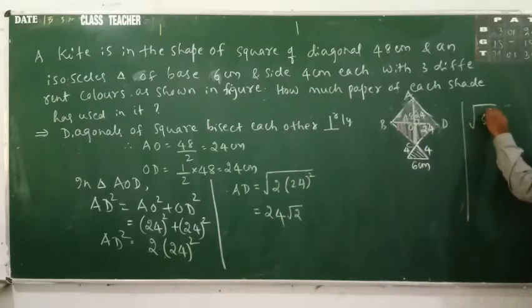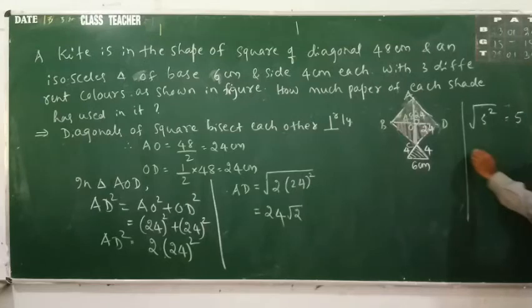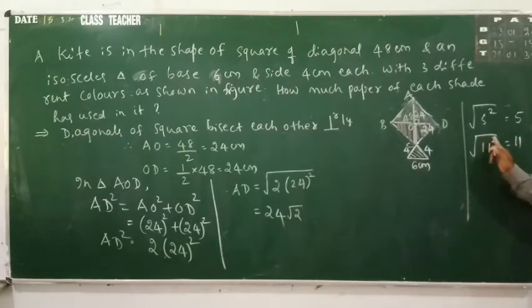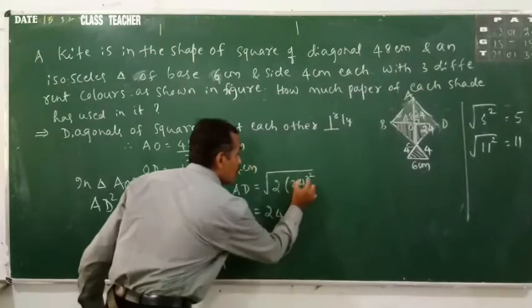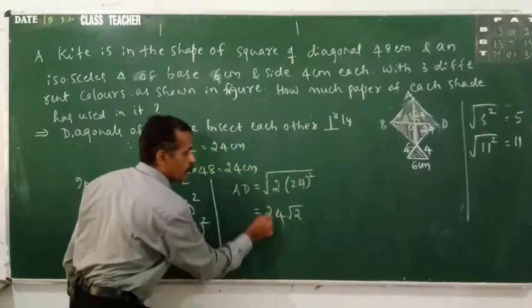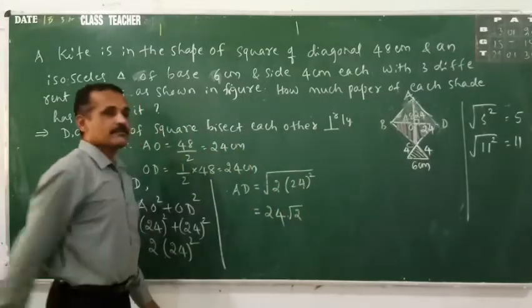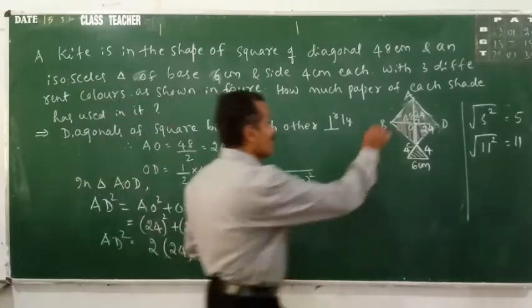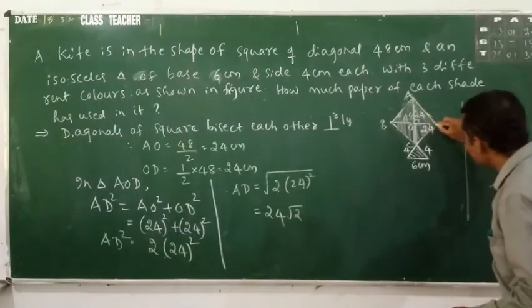See here. Square root of 5 square, answer is 5. Square root of 11 square, answer is 11. A square and a square root always get cancelled and you get the answer. So like that, here the square root of 24 square is 24. Root 2 will be as it is here. You got the length of AD.